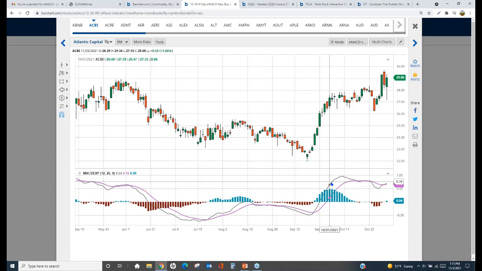Now, the value of the histogram, again, is this recognition of these widenings of our differentials, and that could be a sign of a strengthening trend, and the narrowing a weakening of our trend. And this could be an early warning sign that our current trend is losing momentum. Now, this is not necessarily a buy or sell signal. It's just telling us that the momentum of this trend is slowing down.